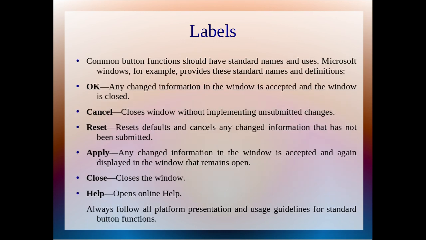Let's discuss labels again. Common button functions should have standard names and uses. Microsoft Windows, for example, provides these standard names and definitions. OK is one button. That's the label. Any changed information in the window is accepted and the window is closed. There is something called the Cancel button with the Cancel label. It closes the window without implementing unsubmitted changes.